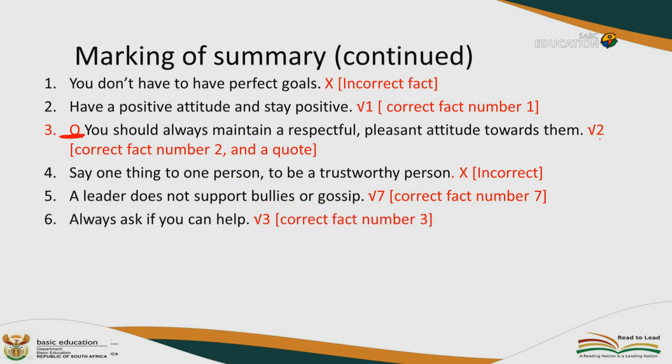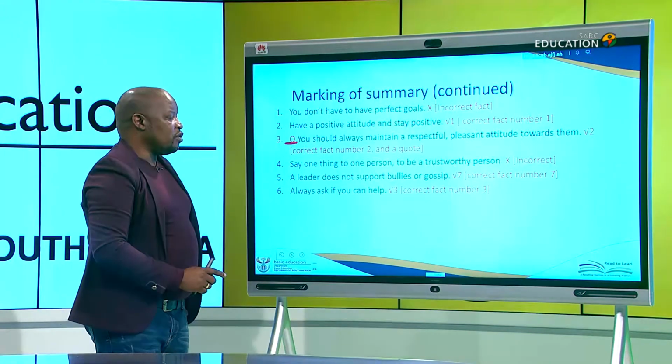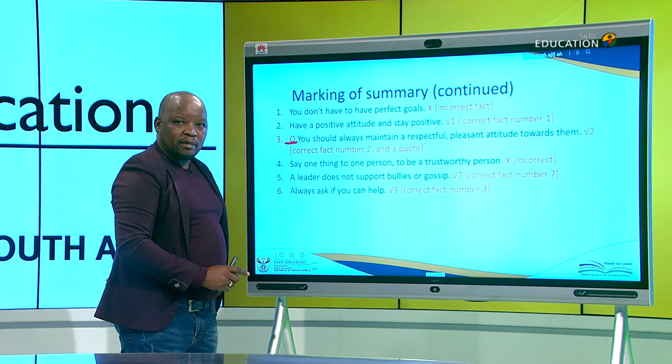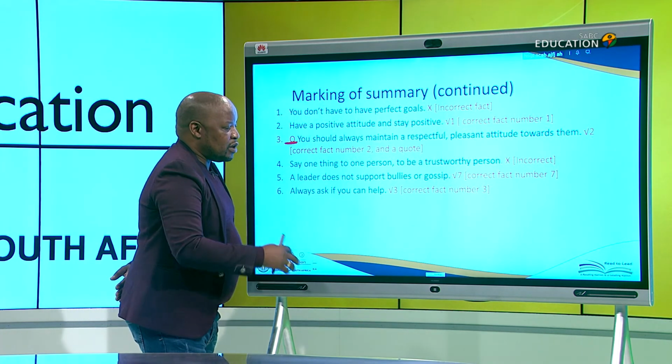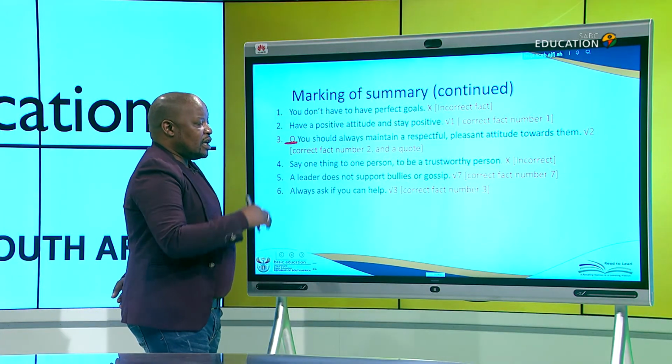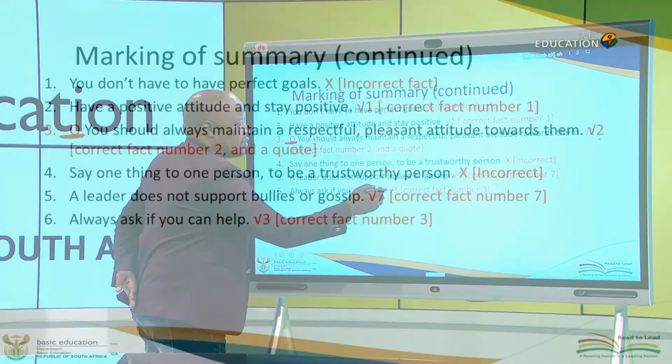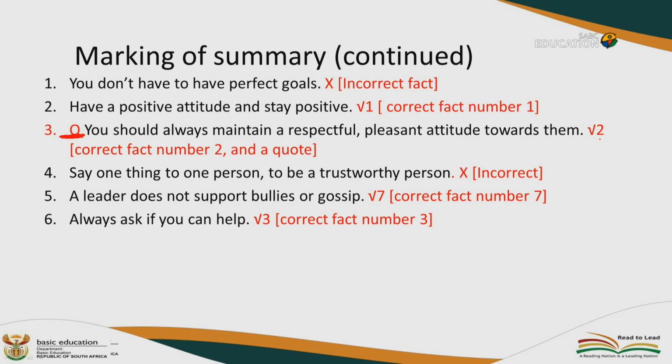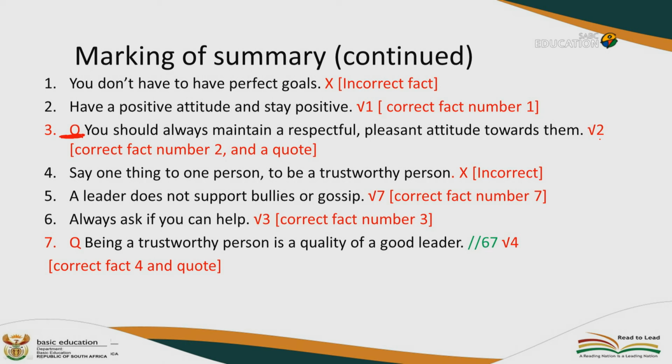Number 6 says, always ask if you can help. Remember, if people need help, you can go to them and say, can I please offer you something? Can I please help you? Then it's fact number 3. It's also correct. Then the last one says, it is a quotation.